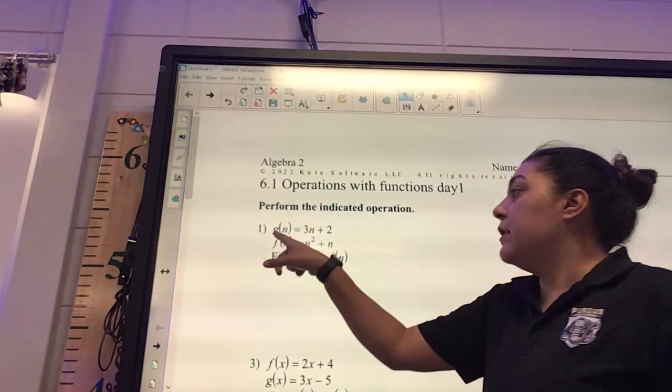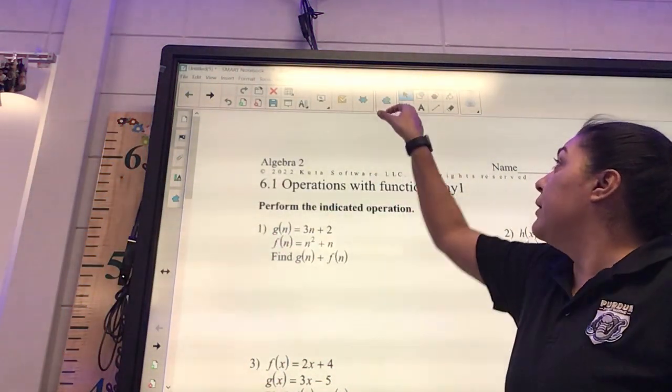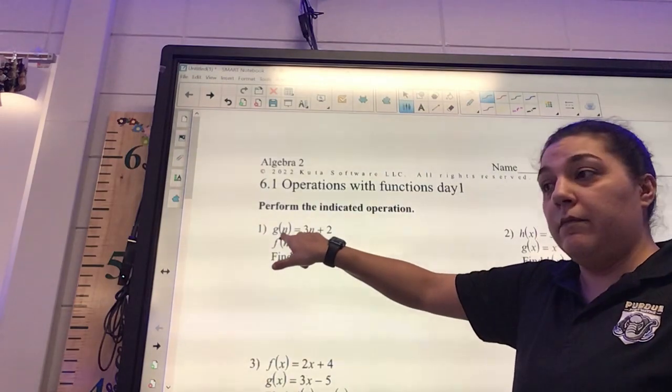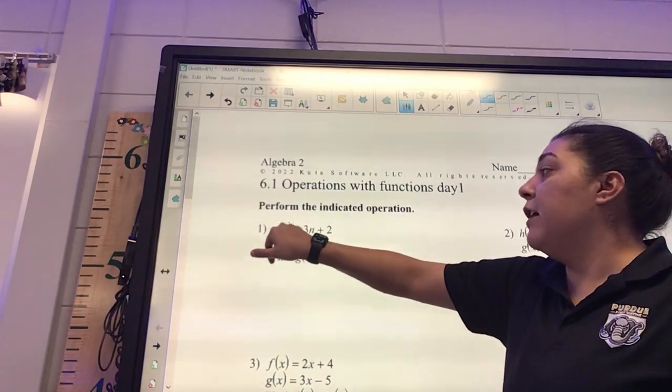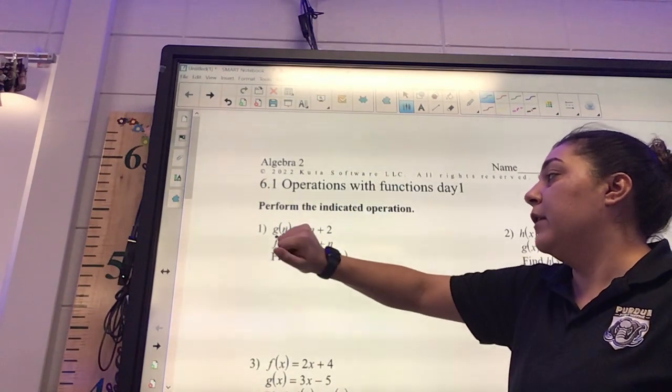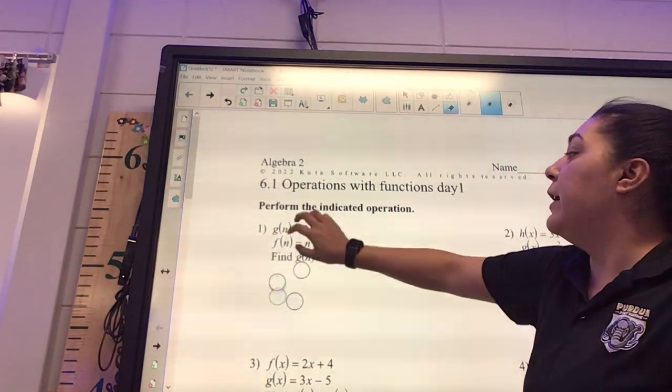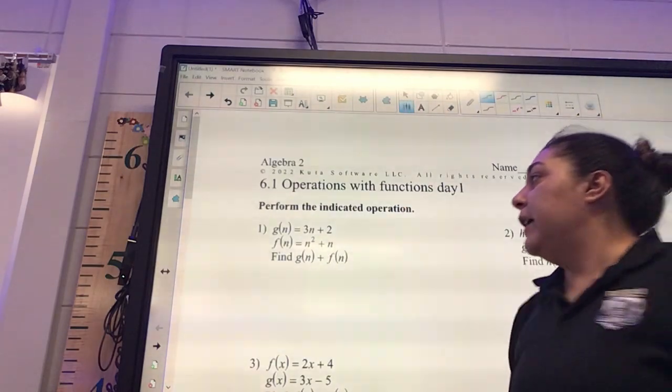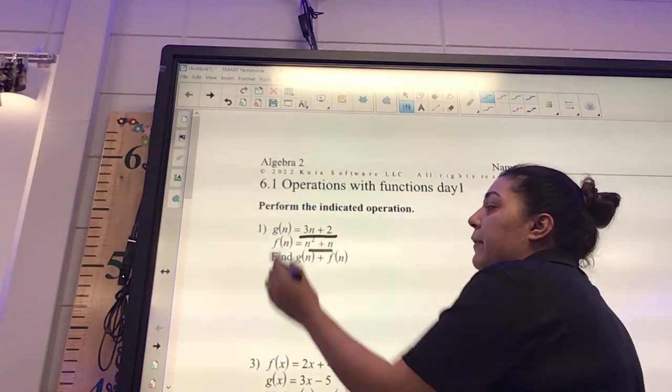Okay, how we read this is G, and then you see that parenthesis of n. So this says G of n equals. This one would say F of n. That's how we read that. And all they're saying is really G of n stands for this equation and F of n stands for that equation.